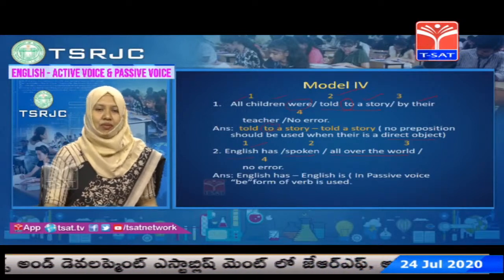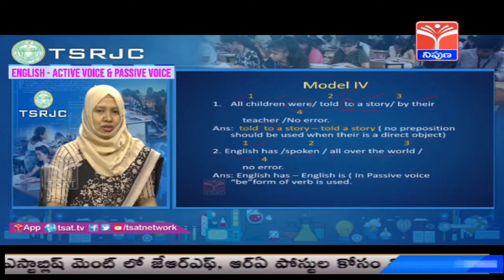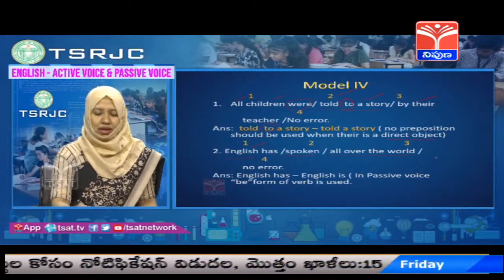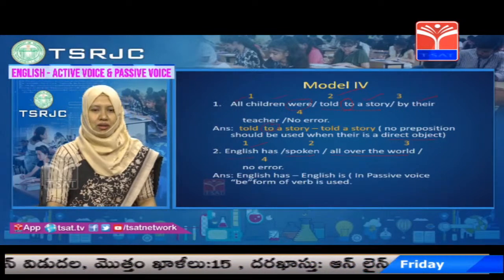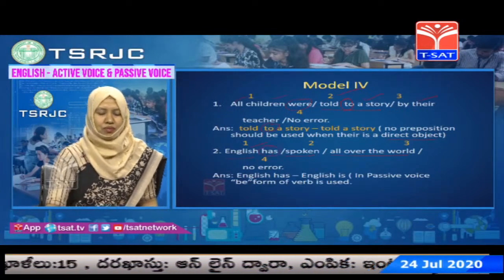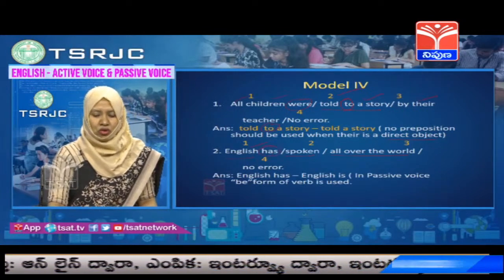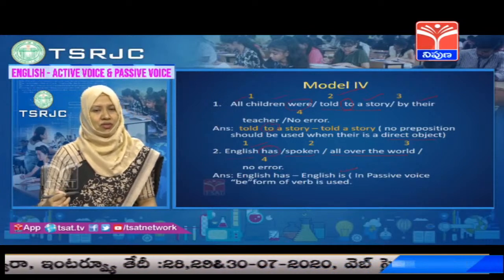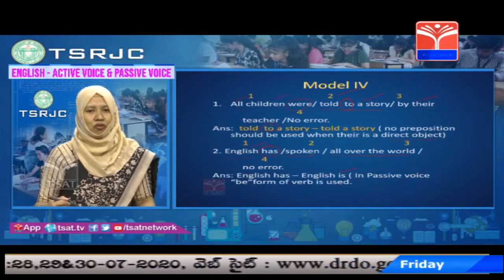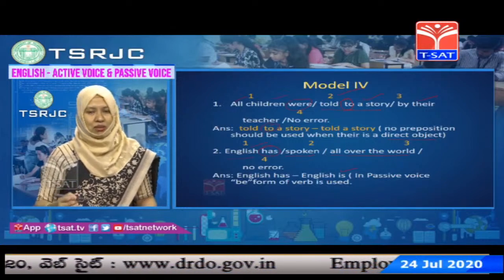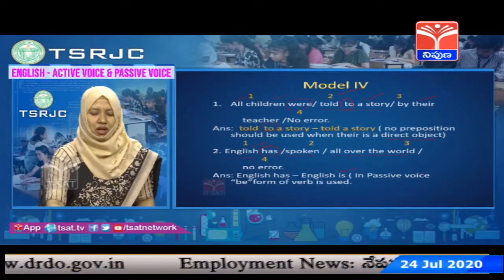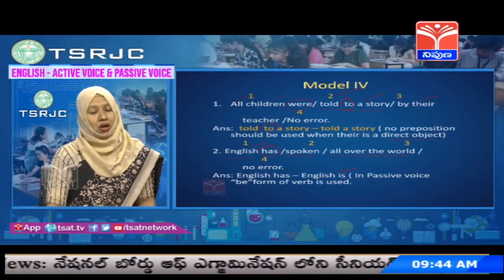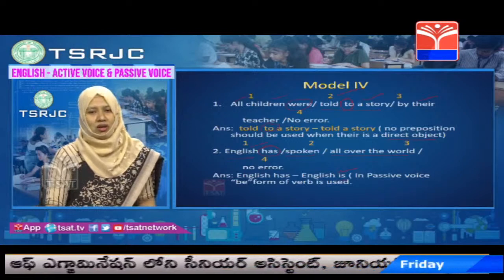Is there any mistake in any part of this one? English has spoken all over the world. Yes, if you look here in the first part, has is used, which is wrong. You should say English is. In passive voice, we change verbs into the be form of the verb. So here English is the subject, singular, so you should use the correct helping verb is. English is spoken all over the world.